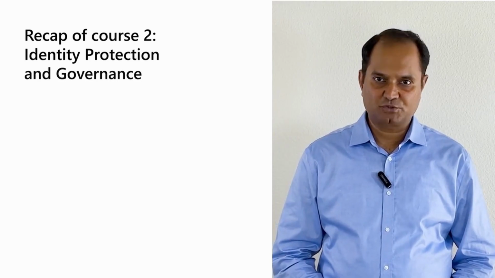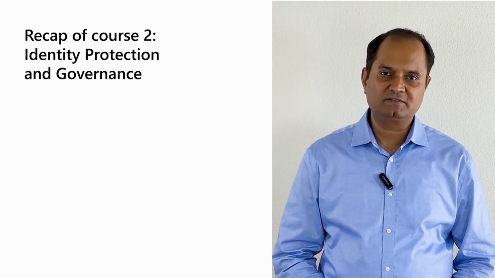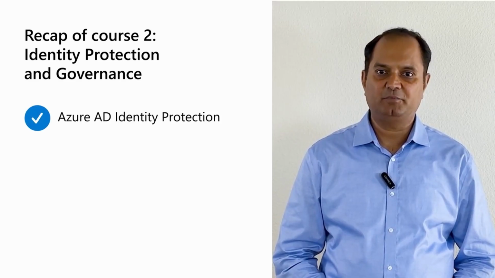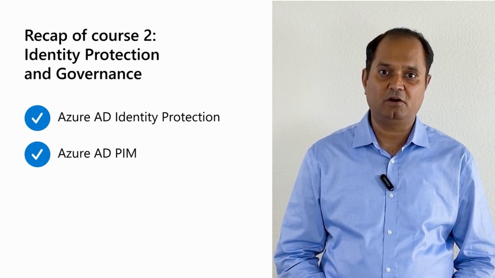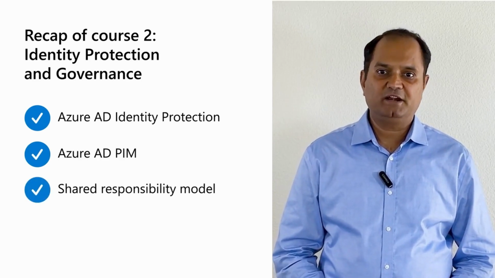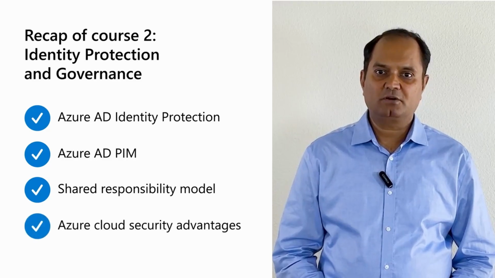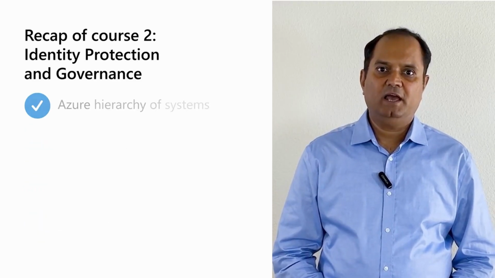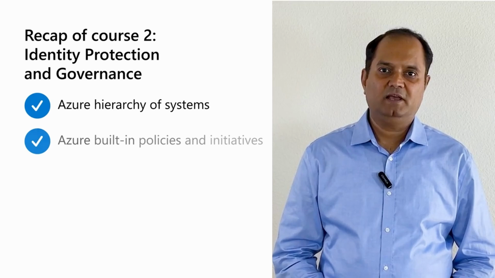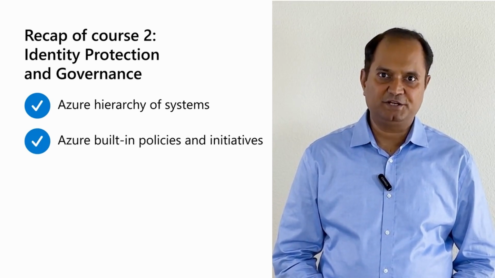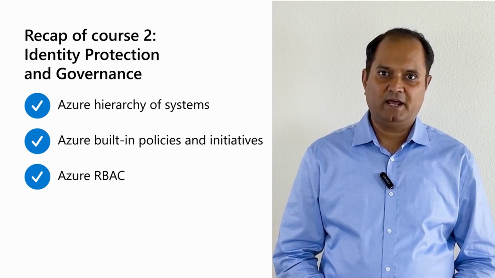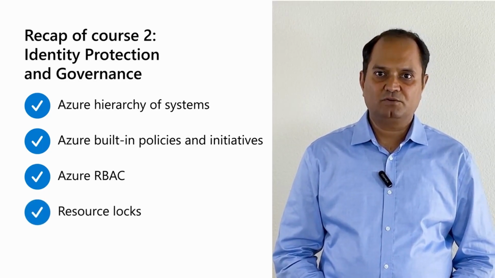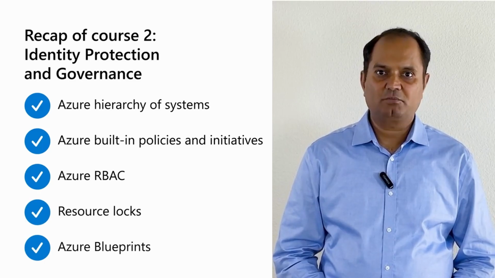In the recap of Course 2, Identity Protection and Governance, you will review key concepts concerning Azure AD Identity Protection, configuring Azure AD Privileged Identity Management or PIM, the Shared Responsibility Model, Azure Cloud Security Advantages, Azure Hierarchy of Systems, Azure Built-in Policies and Initiatives, enabling Azure Role-Based Access Control or Azure RBAC, source logs, and deploying Azure Blueprints.